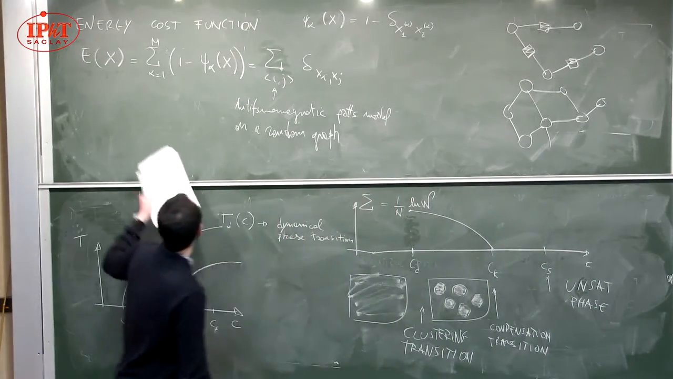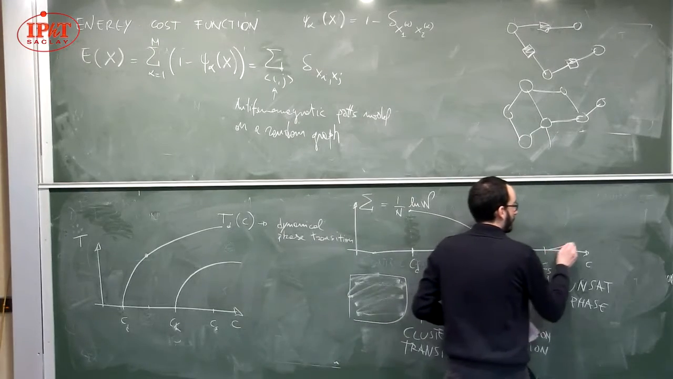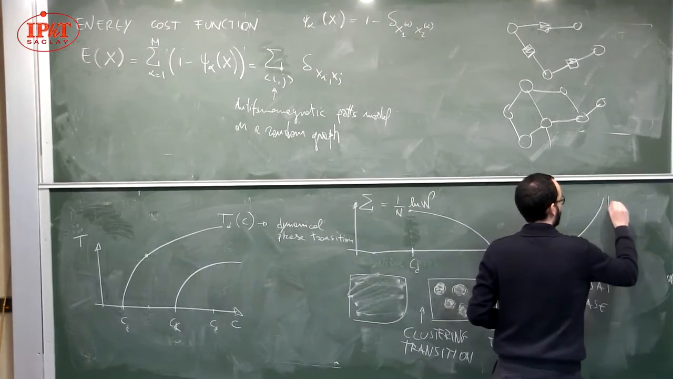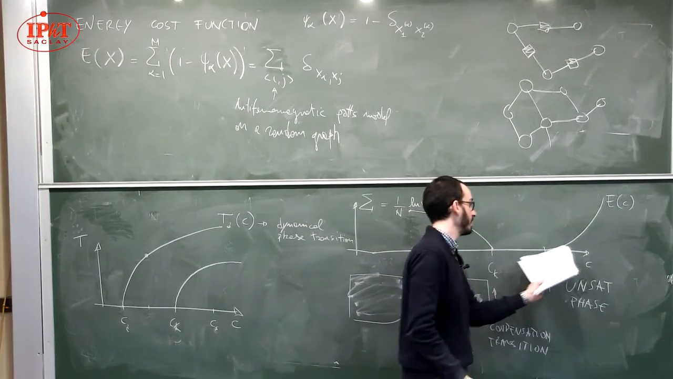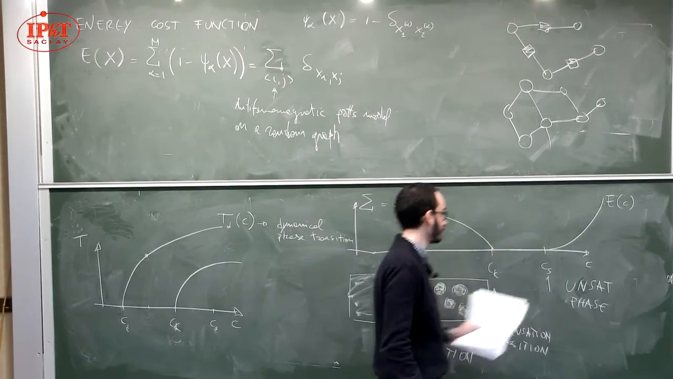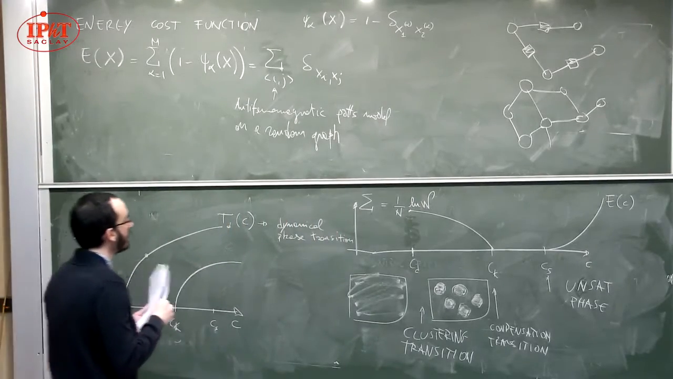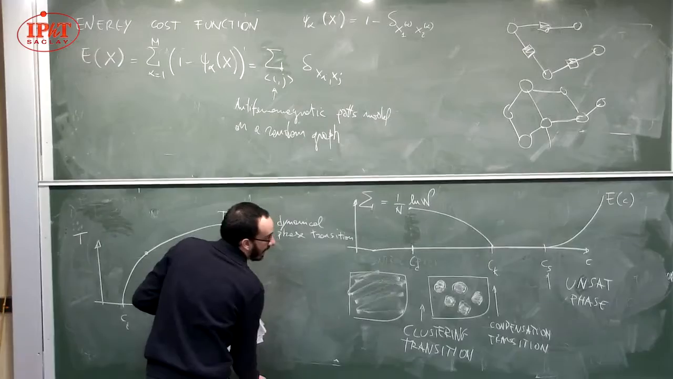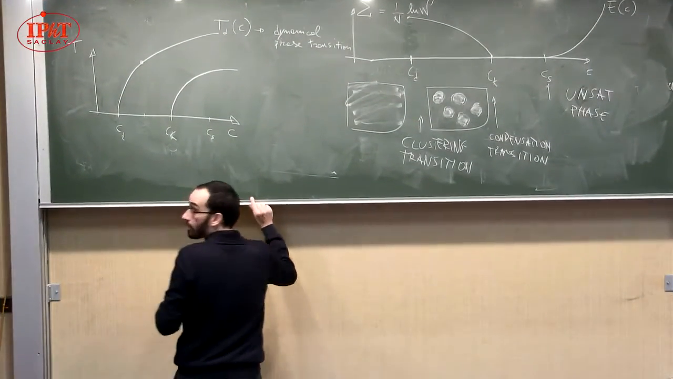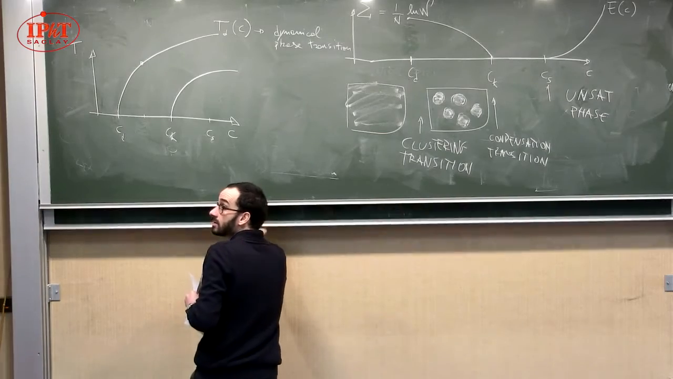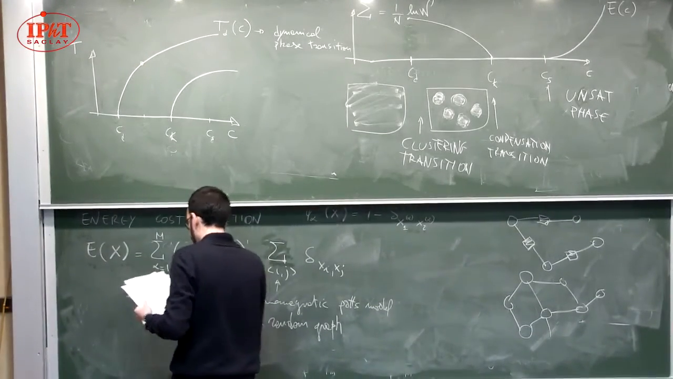If you plot the energy of the system here, the energy grows. This is E of C. So the ground state energy starts to become different from 0. You see that there is a very deep analogy between glasses and these constraint satisfaction problems. And let me be more explicit.